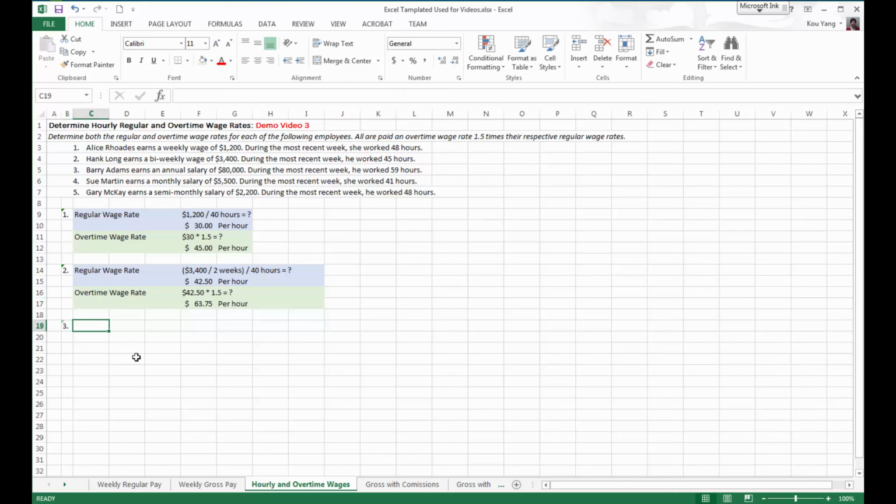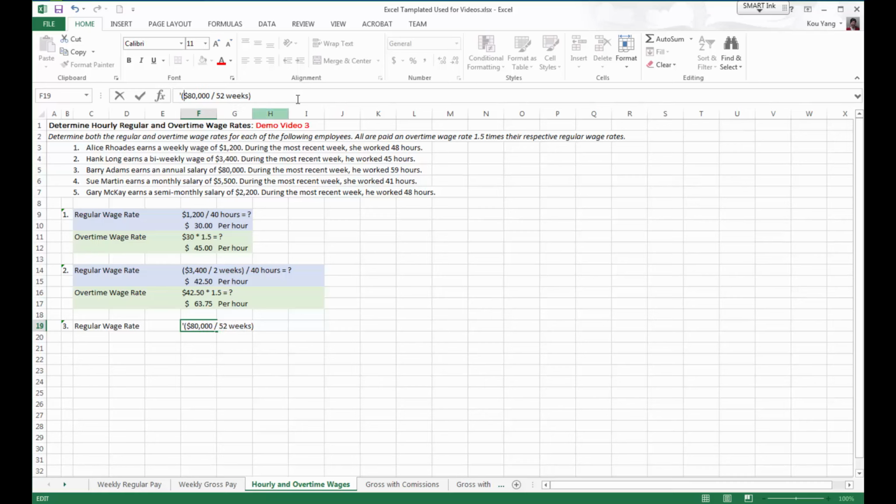Number 3. Barry Adams earns an annual salary of $80,000. During the most recent week, he worked 59 hours. So let's calculate his regular wage rate. In this formula, I'm going to take 80,000. First of all, I'm going to divide it by 52 weeks. This is how I'm going to break it down. I'm going to divide it by 52 weeks because within a year, there are 52 weeks.